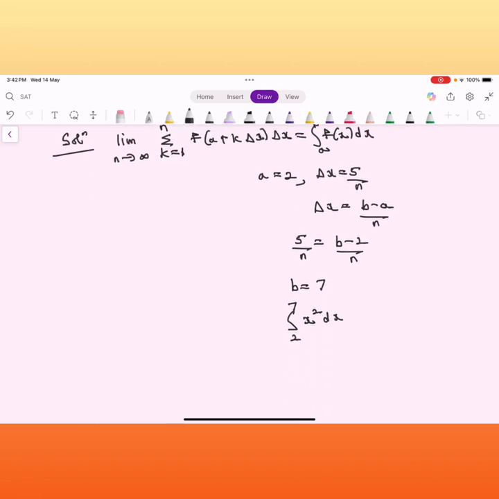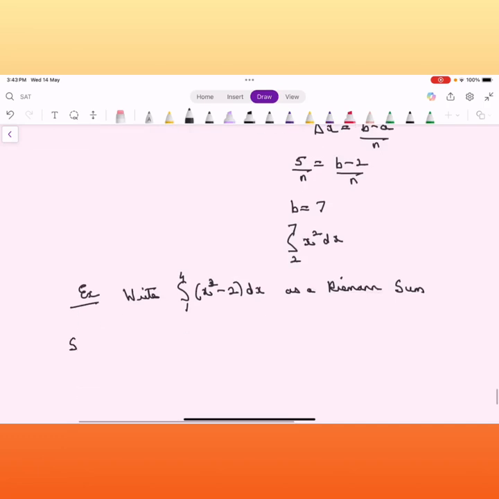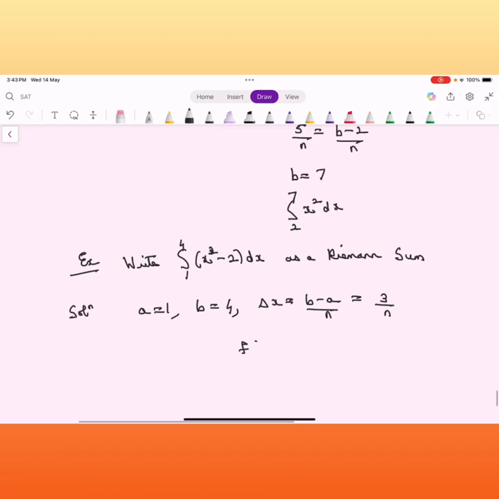Now let's work backwards. Coming to the next question, write the integral from 1 to 4 of x squared (x cubed minus 2) dx as a Riemann sum. So we have the definite integral and we have to write it as a Riemann sum. So a is 1 here, b is 4 and delta x will be (b minus a) by n, that is 3 by n, 4 minus 1 by n, and f(x) will be x cube minus 2.